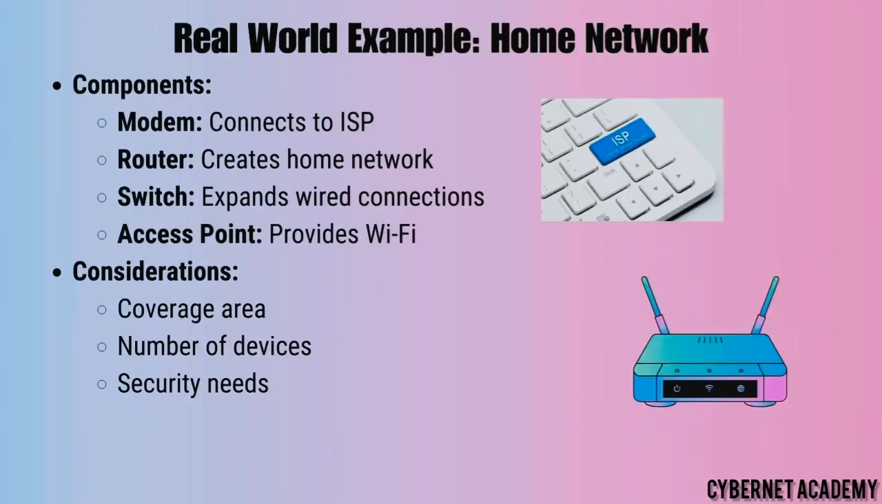Let's bring this all together and look at a typical home network. You have a modem connecting your home to the internet. Connected to the modem is a router creating your home network. The router often includes a switch to connect wired devices. The router also usually has a built-in access point for Wi-Fi. In larger homes, you might have additional access points or switches. All these devices work together to create your home internet experience.